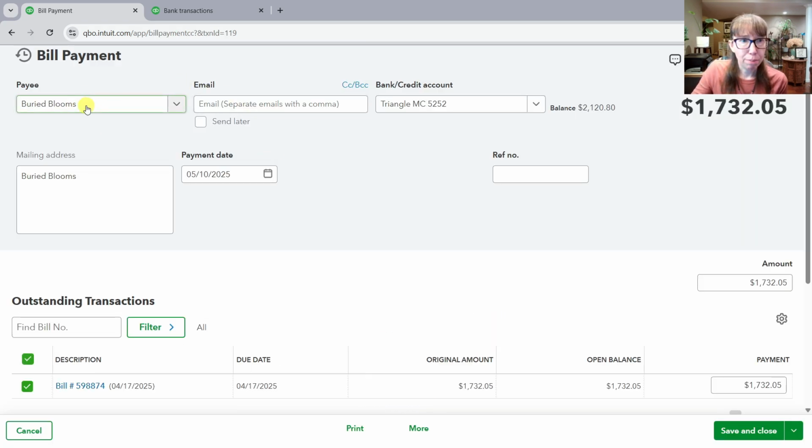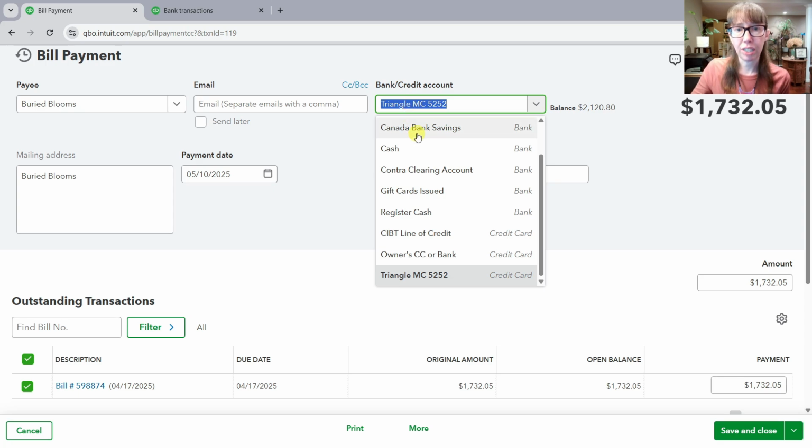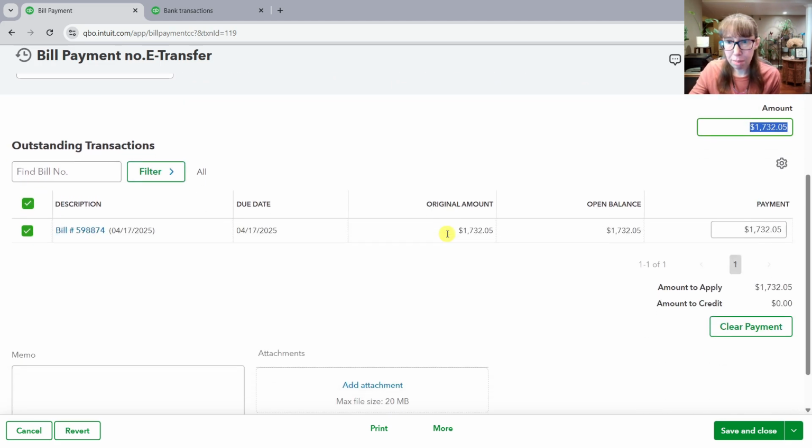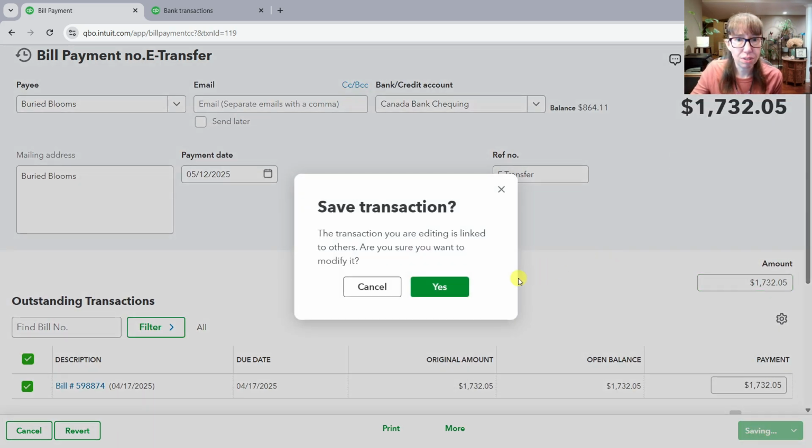So let's go and create that soulmate, shall we? We said Buried Blooms is paid by the credit card. We're going to say no, it's paid by Canada Bank on the 12th. And see how it put it up to the next check number? Nope, this was an e-transfer. Remember, don't let that reference number be in there. If it's not real, it's a red herring. But the full amount was paid. We can go save and close.